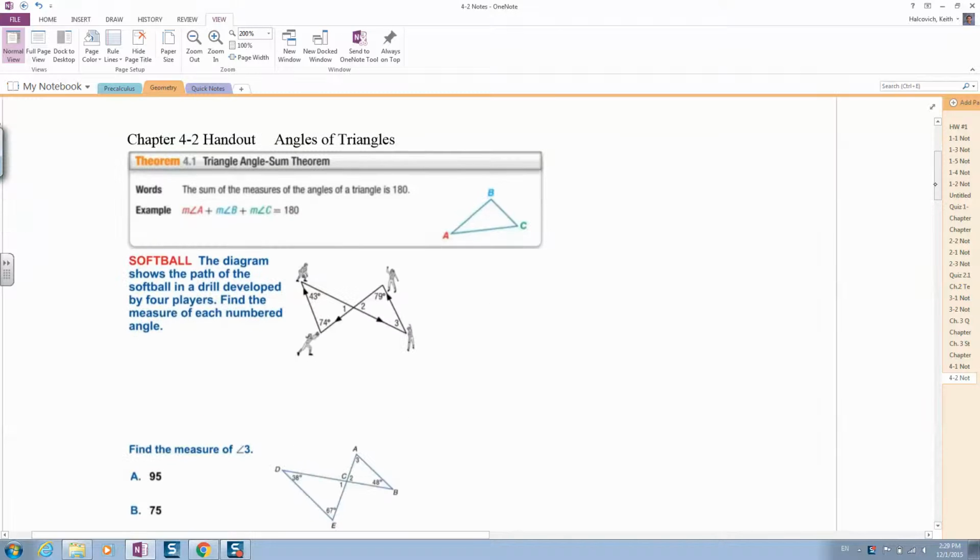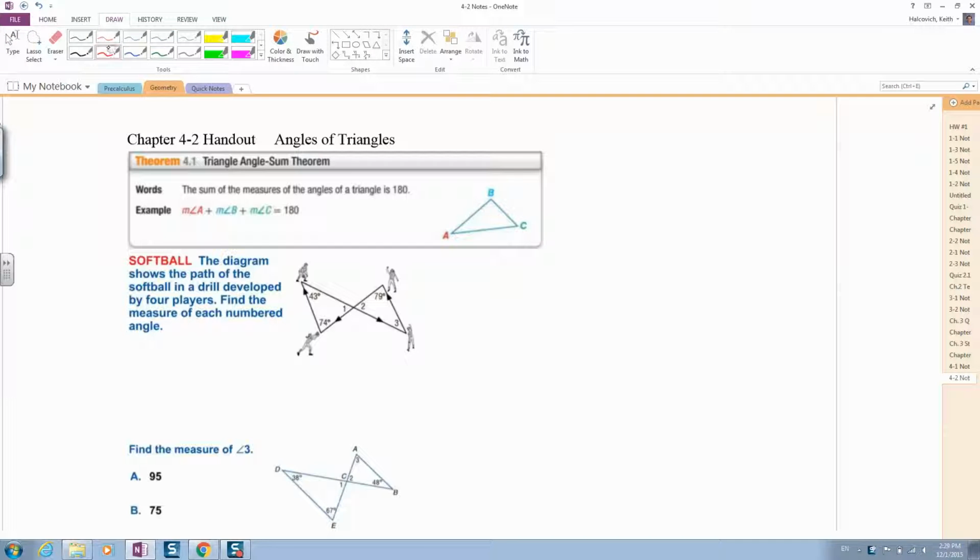All right, welcome to today's video on chapter 4-2, the angles of triangles. The first concept that we talk about is how if you have a triangle, the measures of the angles in a triangle have to add up to 180. So as it says here, angle A plus angle B plus angle C has to equal 180.